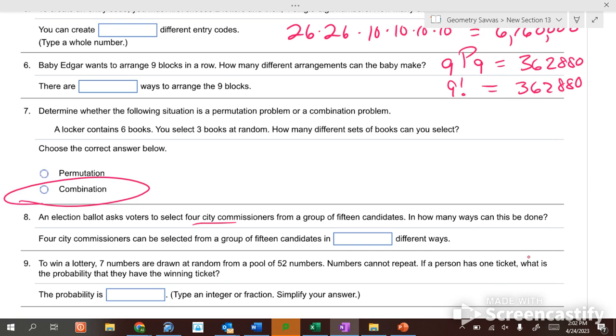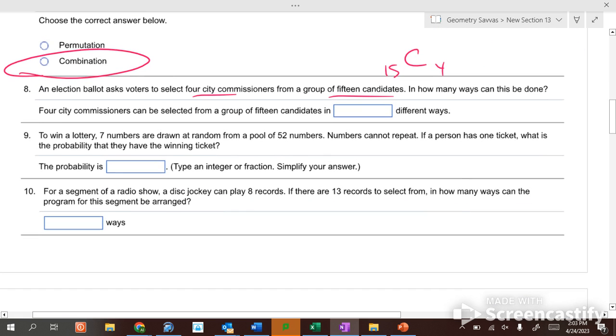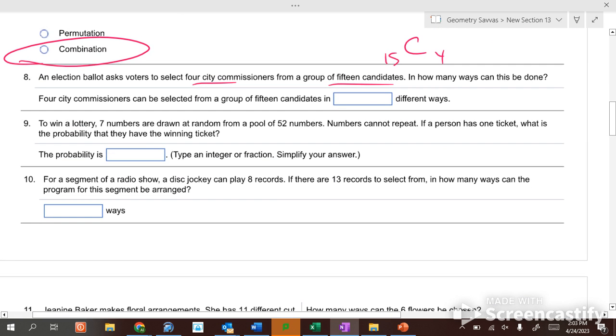Election ballot. 4 city commissioners out of 15 candidates. Combination or permutation? City commissioners now. Order important? Nope. So it's a combination. 15C4. Okay. To win a lottery, this is the tough one.